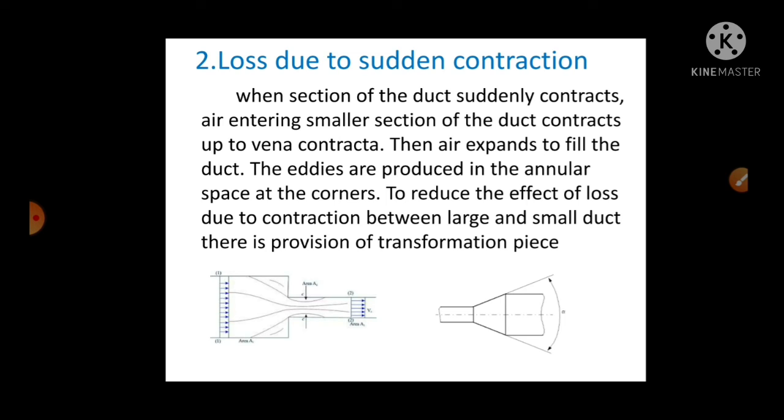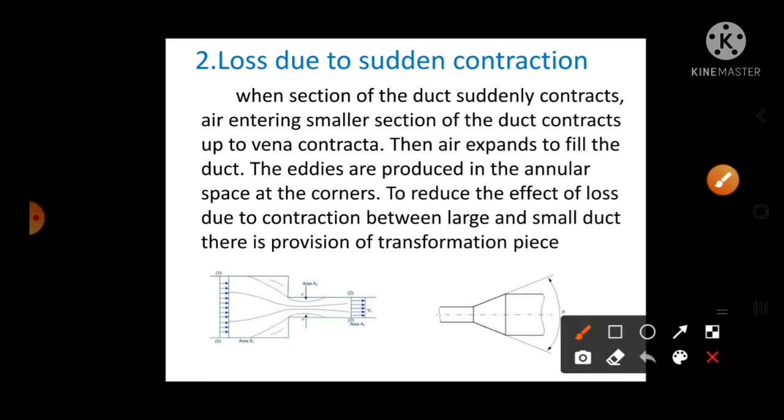Then loss due to sudden contraction. When there is a sudden contraction of the duct, losses will occur. When the section of the duct suddenly contracts, air entering the smaller section contracts up to the vena contracta, then expands to fill the duct. The eddies are produced in the annular space at the corners. To reduce the effect of loss due to contraction between the large and small duct, there is a provision of a transformation piece.